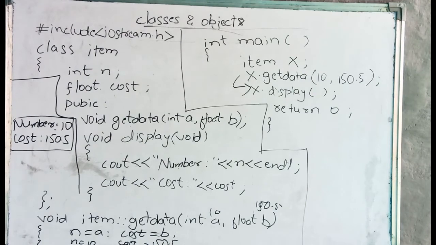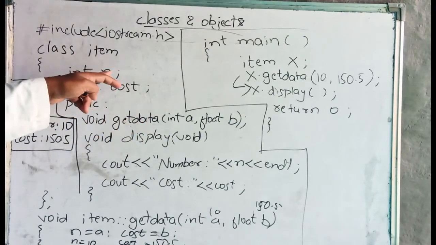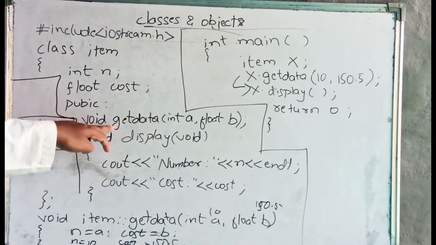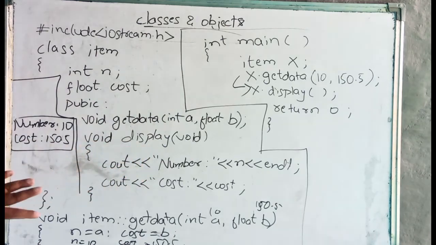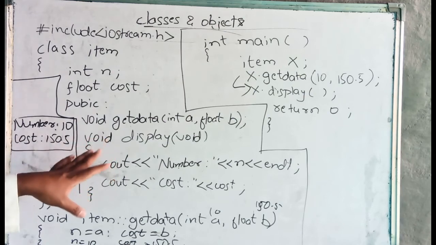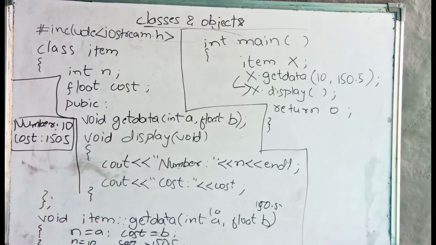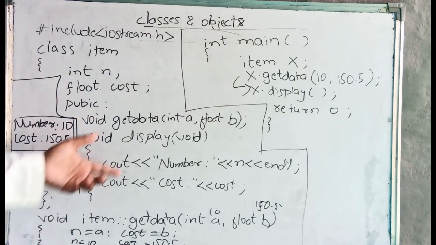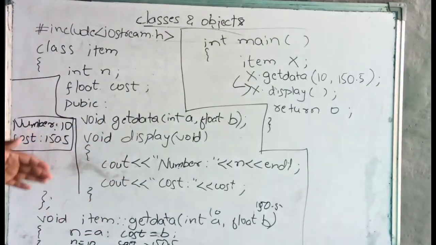Clear? This is how we define functions inside the class definition and outside the class definition. Here getdata is the outside function. Display is the inline function. This is one example. In this way, you should remember the main points. When large programs come, the member functions we write outside the class definition. If the functions are small, then no need to go outside, we can write them here only. If it is large, then we write it outside.